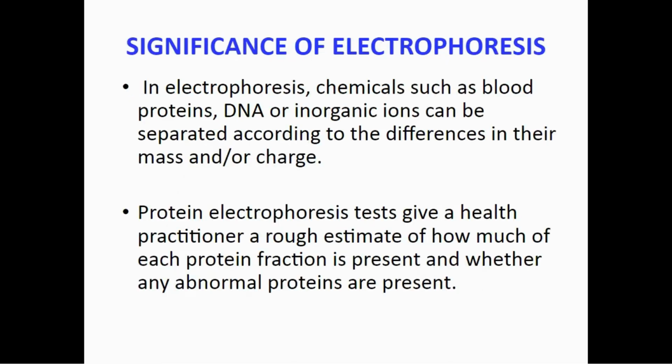So, significance of electrophoresis. In electrophoresis, chemicals such as blood proteins, DNA, or inorganic ions can be separated according to the differences in their mass or charge. Protein electrophoresis tests give a health practitioner a rough estimate of how much of each protein fraction is present and whether any abnormal proteins are present.